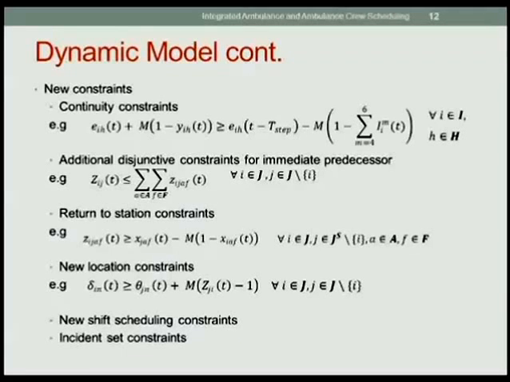I've also got location constraints, and these use my other disjunctive variable. These just make sure that an ambulance is dispatched from the completion location of the previous job if there was one, or it will be the ambulance station that the ambulance started at if there weren't any jobs before. Other constraints which I haven't shown here are the new shift scheduling rules. They also have their constraints. And there are constraints affecting the status of each incident, because it's important in this model to know what stage of the response we are at, if we've arrived on scene, if we've arrived at a hospital, that kind of thing.